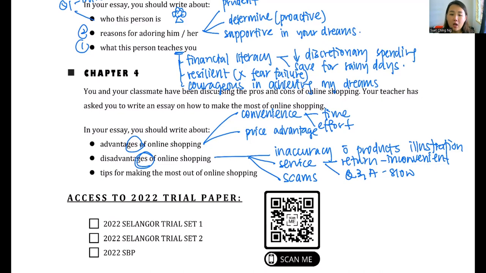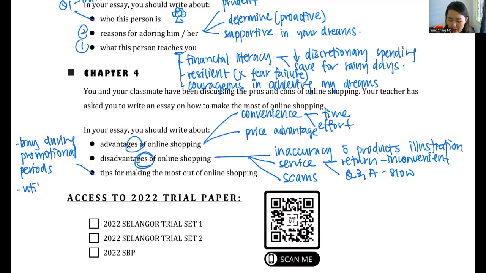Okay, now tips to make the most out of online shopping. That means how do you benefit most from online shopping, right? Number one, make sure you buy during promotional periods. Correct or not? Most recently was what? Payday sales, May 25th. Then every other month you have your 1-1, 2-2, 3-3, 4-4 also got sale. Lazada birthday in March also got sale. So if you buy during promotional periods, it's definitely a lot cheaper.